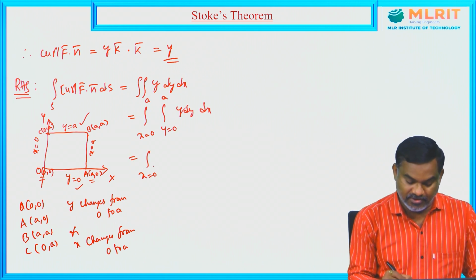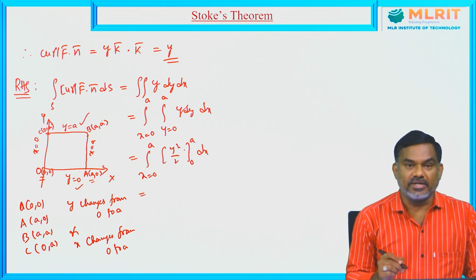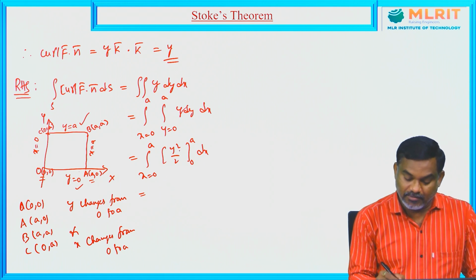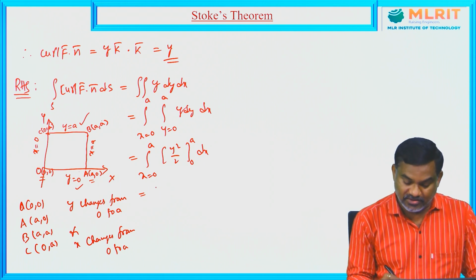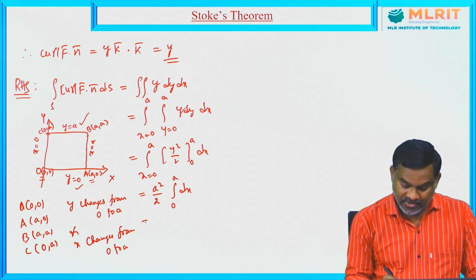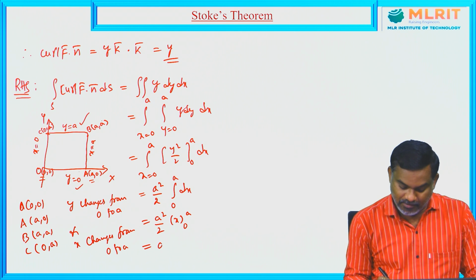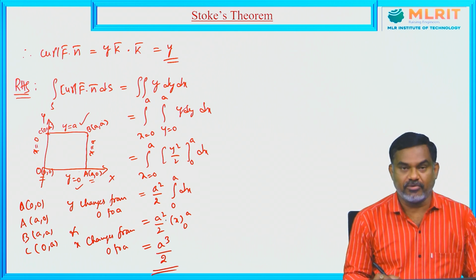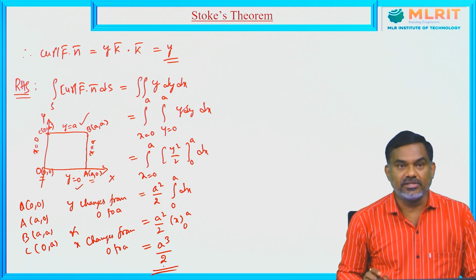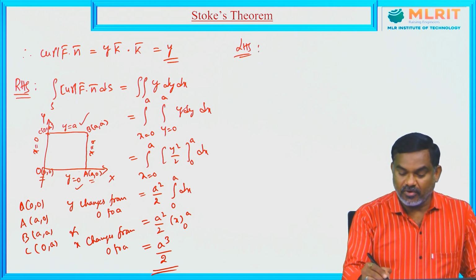So x from 0 to a, y square by 2, 0 to a. The integral of y is y square by 2, and applying the limits, the upper limit is a, so a square by 2 comes out, integral dx from 0 to a. Now again the integral of dx is x from 0 to a, so the upper limit gives a cube by 2. Upper limit is a, so a square into a is a cube by 2. So this is RHS.